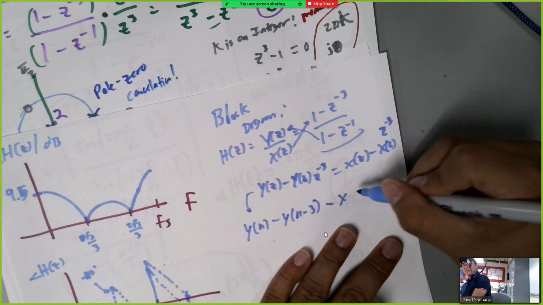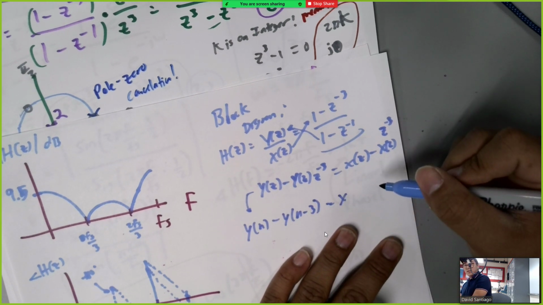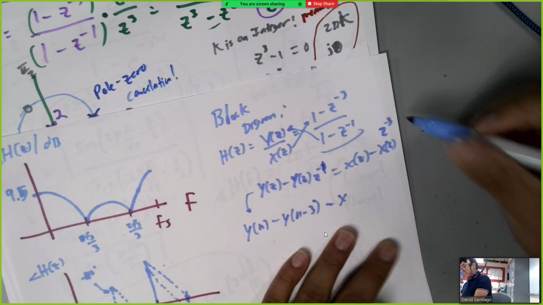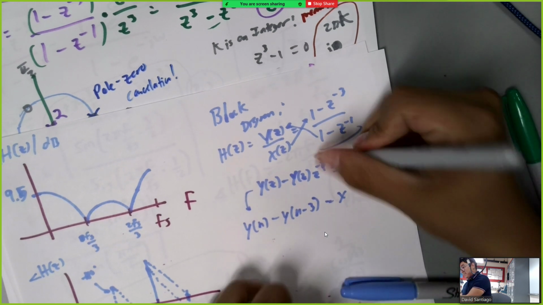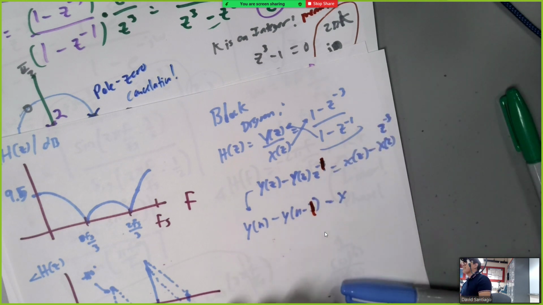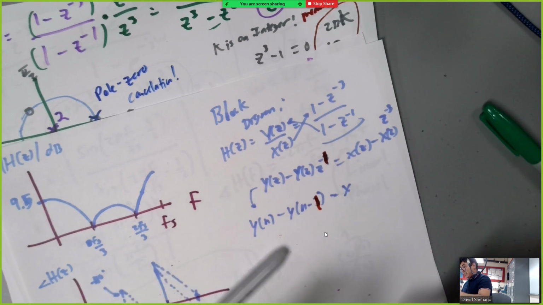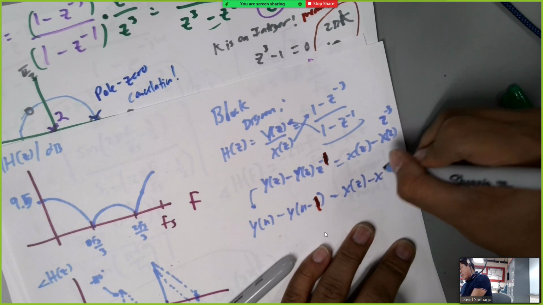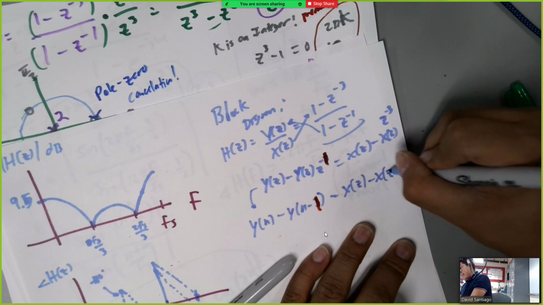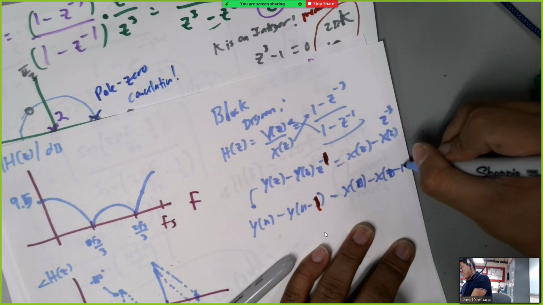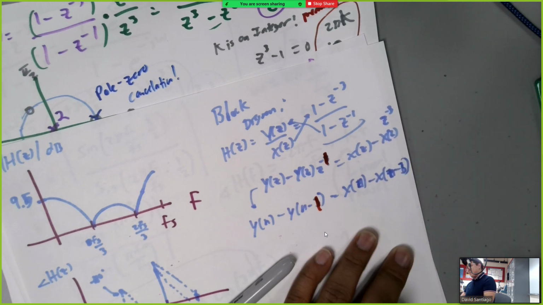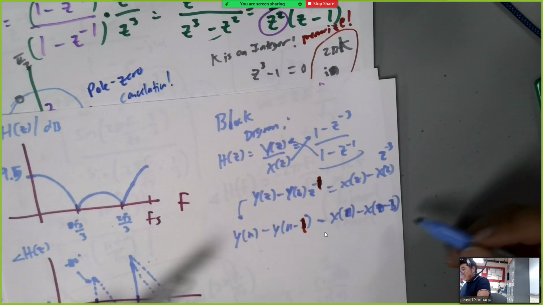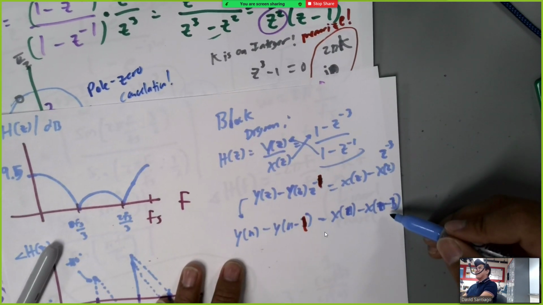I think that's y of n minus 1. Huh? 1 instead of 3. Oh, 1. Yeah, sorry. Thank you. So y of n minus y of n minus 1 is equal to x of n minus x of n minus 3. There you go. Done. All right.